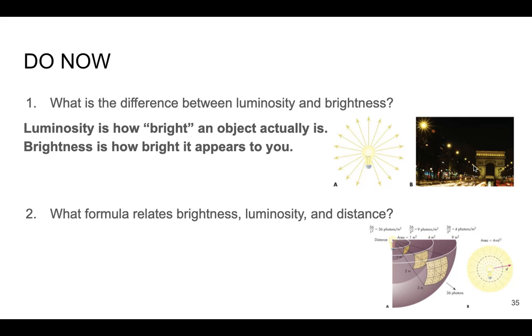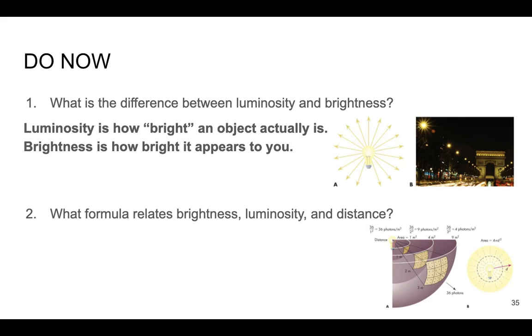They're all equally luminous. However, the streetlights that you're closest to, you would say these are brighter because they look brighter to you. So where this photographer was standing, this is the brightest bulb. If there were another photographer down here closer to the arch, that photographer would say that these are the brightest bulbs. So it's important to understand the difference between these two.